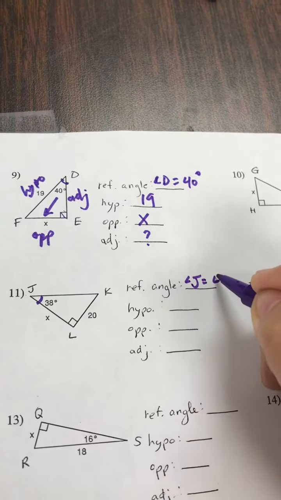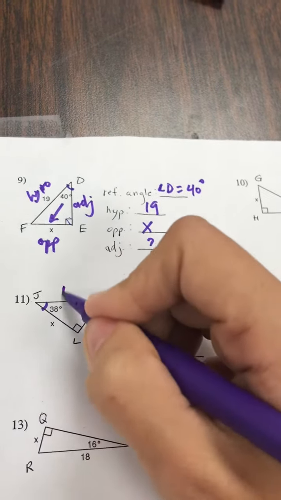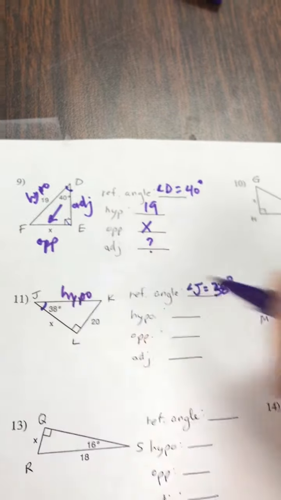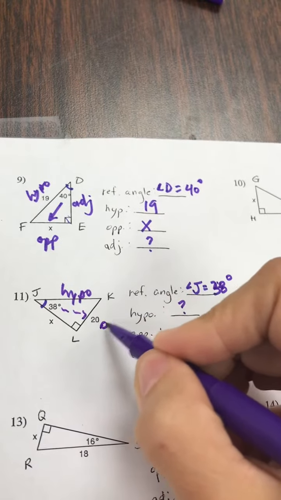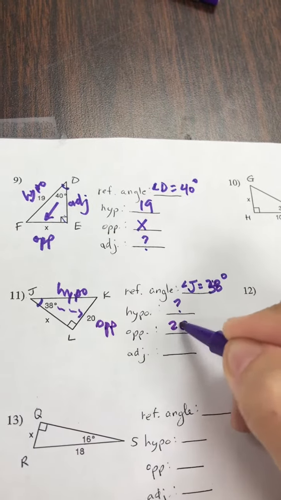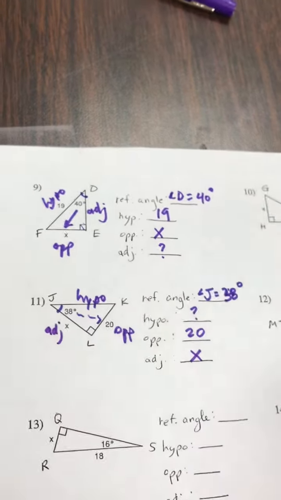Okay, now it's over there. Angle J is the reference angle, 38 degrees. This is my hypotenuse. Nothing's there. This 20 is opposite my reference angle, leaving me X, which is the adjacent side.